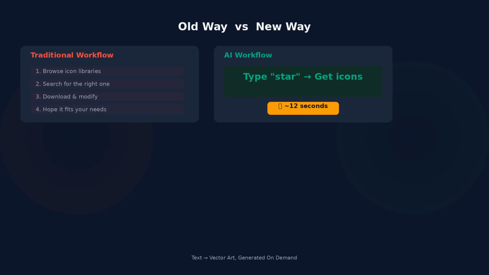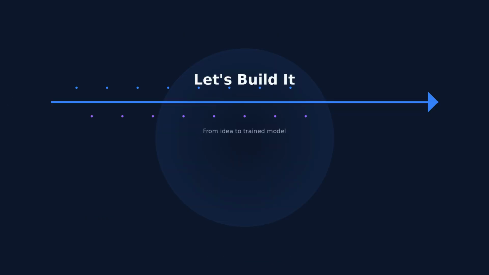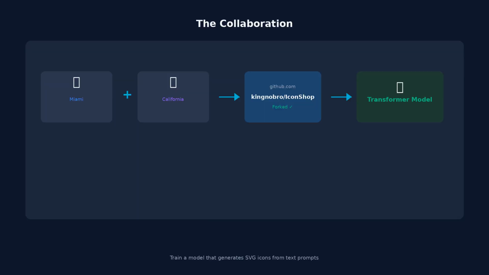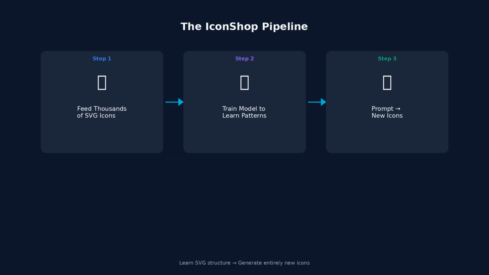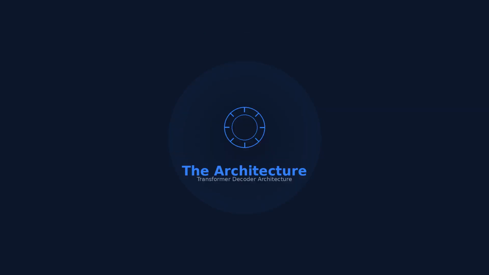We teamed up with a friend in California, forked an open-source project called IconShop, and set out to train a transformer model that generates SVG icons from text prompts. The idea behind IconShop is elegant. Feed the model thousands of SVG icon definitions. Train it to understand the structure and patterns of vector graphics, then prompt it to create entirely new icons.